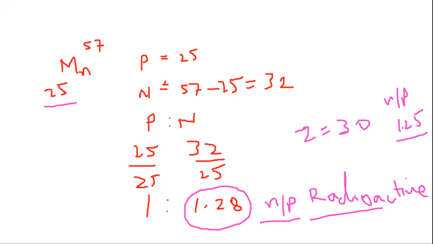So let me do another example. Let's suppose gallium, Ga, atomic number 31, and mass number 41. Calculate and let me know. Just raise your hand when you have finished. Is this nuclide radioactive or stable in nature?